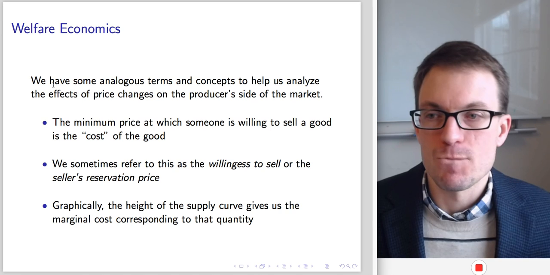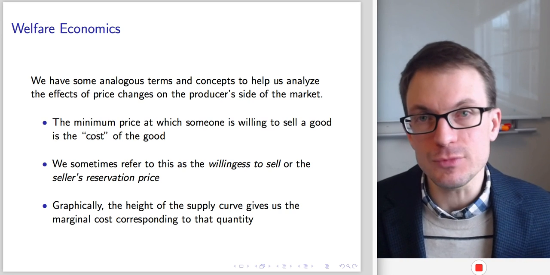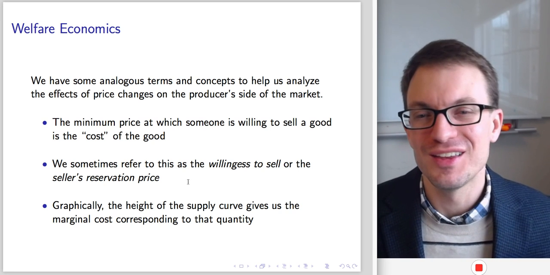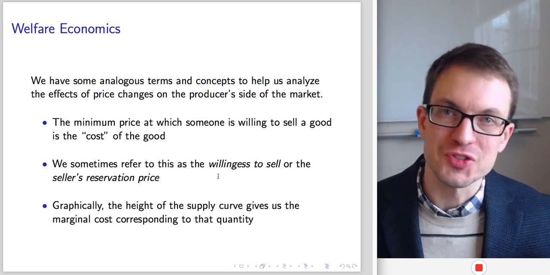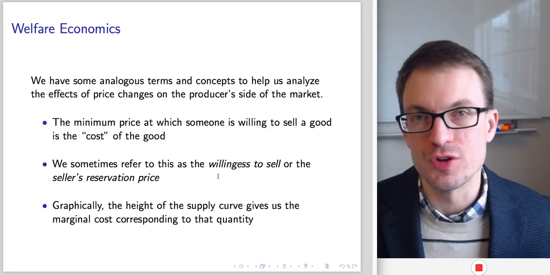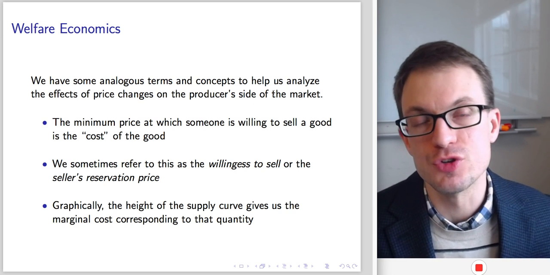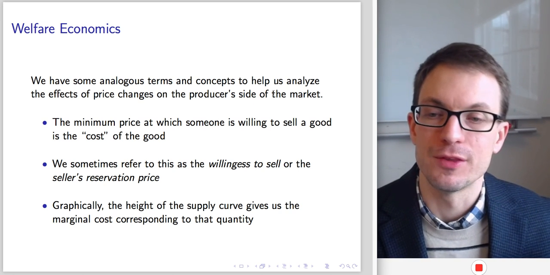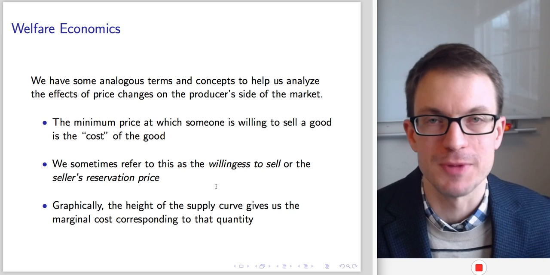All right, so we have analogous terms and concepts that let us analyze the effect of price changes on the producer side of the market. So just like we had willingness to pay for the consumer, and that gave us the height of the demand curve, we have costs, or willingness to sell, for producers, or the producer's reservation price on the seller side. And as you might expect, the height of the supply curve gives us the cost for those units, or gives us the reservation price of the seller for those units. So for the firm side of the market, for sellers, we'll use cost, like marginal cost, we'll use reservation price, and we'll use willingness to sell interchangeably, all to refer to the same idea, which is the minimum price at which the seller is going to be willing to part with their product. So graphically, the height of the supply curve gives us the marginal cost corresponding to that quantity.